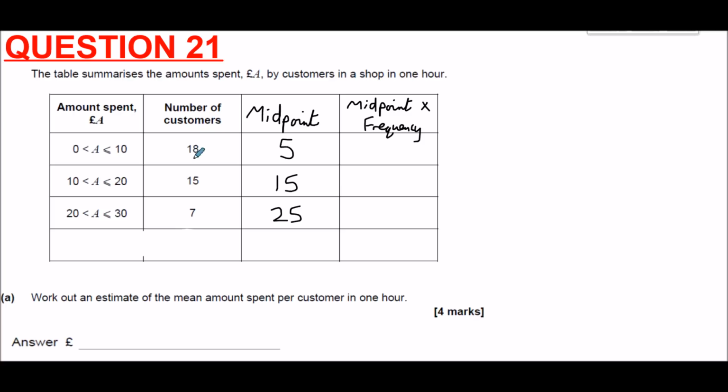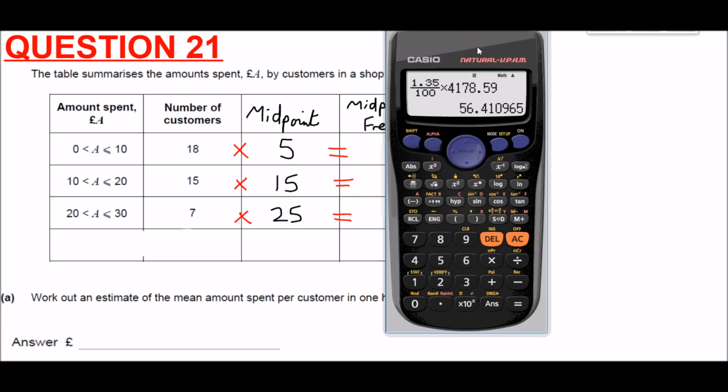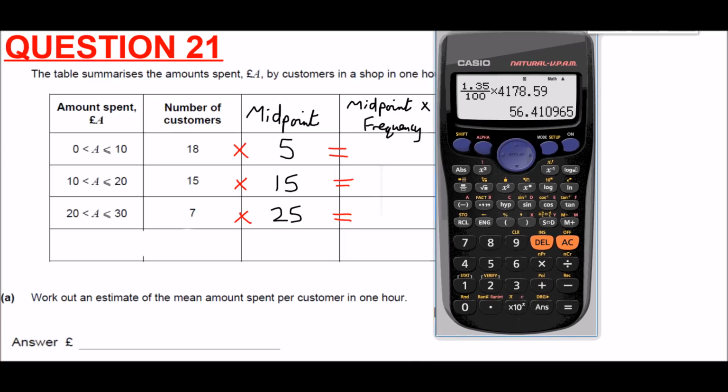Because that means 18 people spent probably about £5 each on average. We don't know if it's exactly £5, that's our guess for the midpoint. So 18 people spent £5 or so, at a guess. That'd be 18 multiplied by 5 as an estimated total. So once we've got the midpoints, we take the midpoint and multiply by the number of customers in this case. So check these on a calculator to avoid any mistakes.